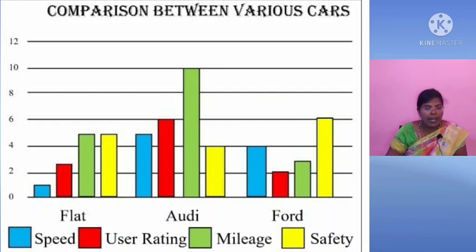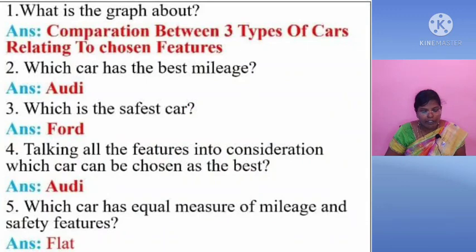Observe the bar graph carefully, and we will go for these questions now. Okay, what is the graph about? At the top of the diagram itself, the answer is comparison between 3 types of cars and their features. Next, which car has the best mileage? Here mileage has been shown in green color, Nana. Whichever bar is the highest is the answer. That is nothing but Audi.